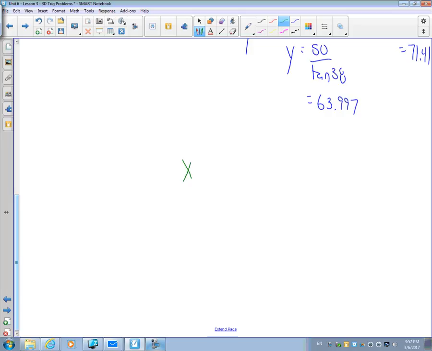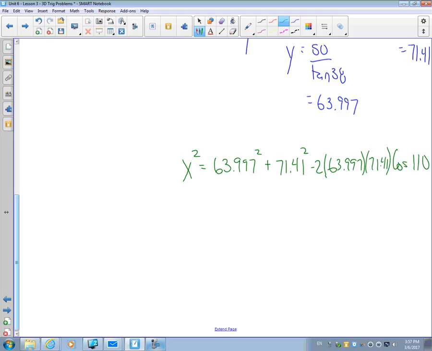And so we'll get x squared equals 63.997 squared plus 71.41 squared, minus 2 times b times c times the cosine of the angle between them, which we said is 110 degrees. And put that all into our calculator. We get approximately 12,330.6007. Square root it, and they are approximately 111 meters apart.